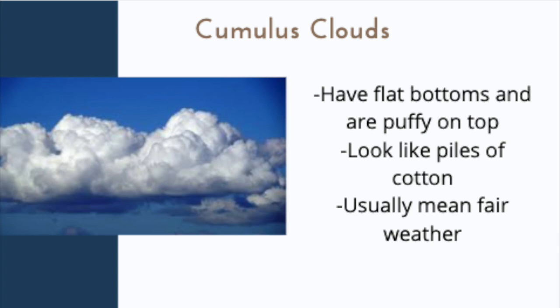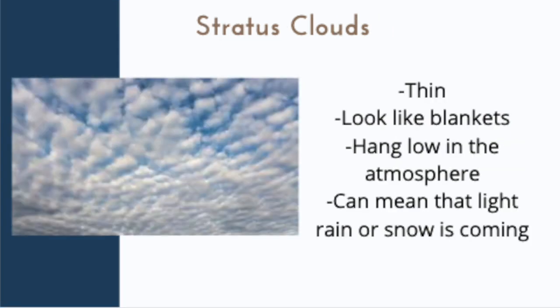They have flat bottoms and are puffy on top. They look like big piles of cotton, and they usually mean pretty fair weather. Finally, we have stratus clouds. These are thin and look like blankets. They hang pretty low in the atmosphere. These clouds can mean that light rain or snow is coming soon.